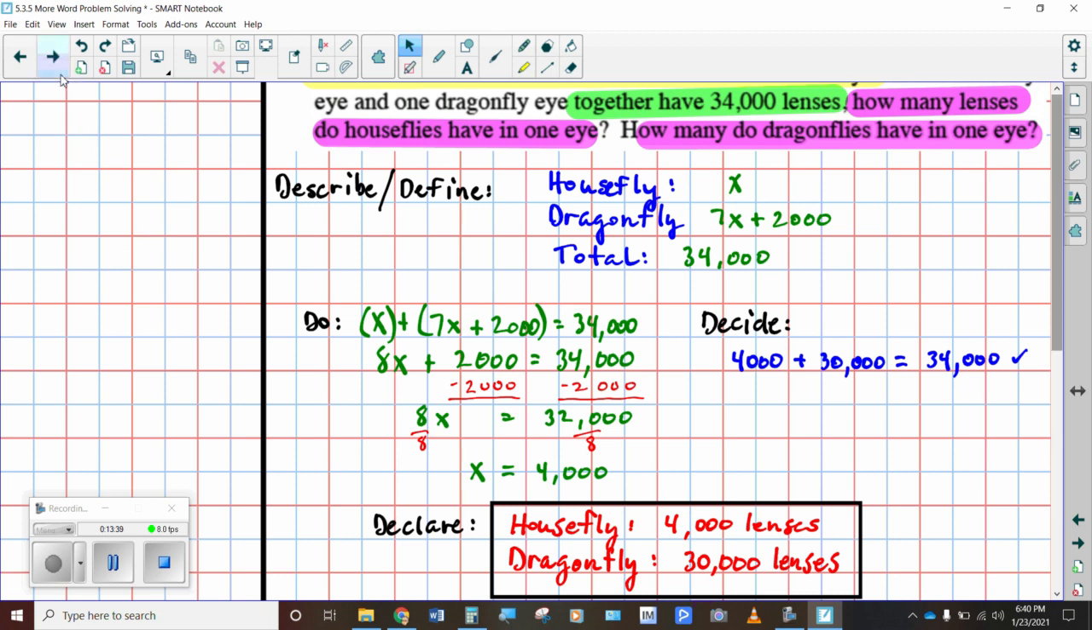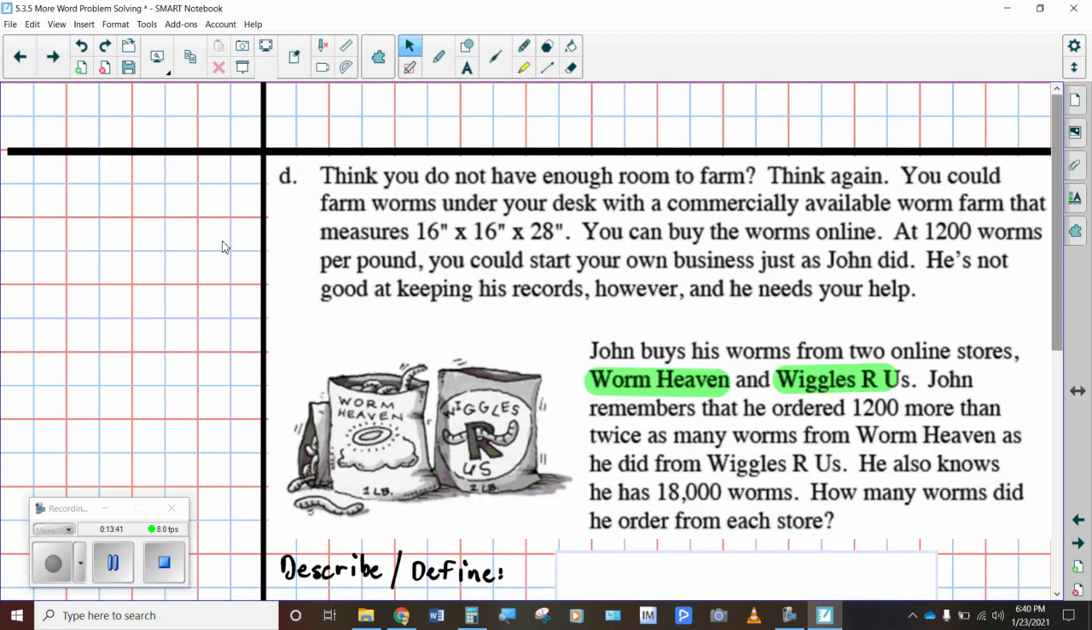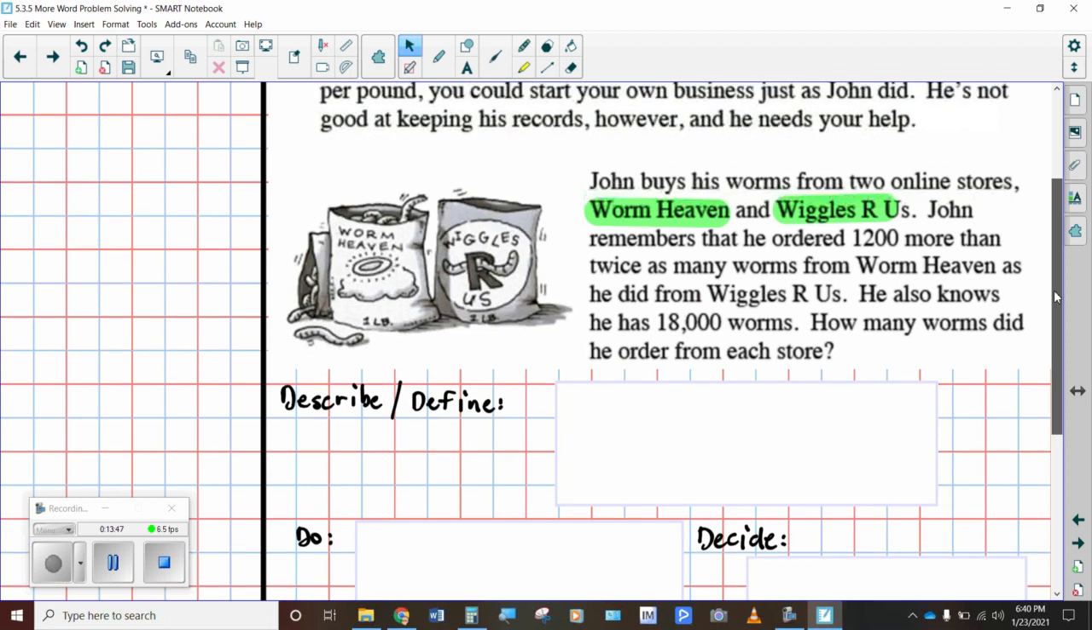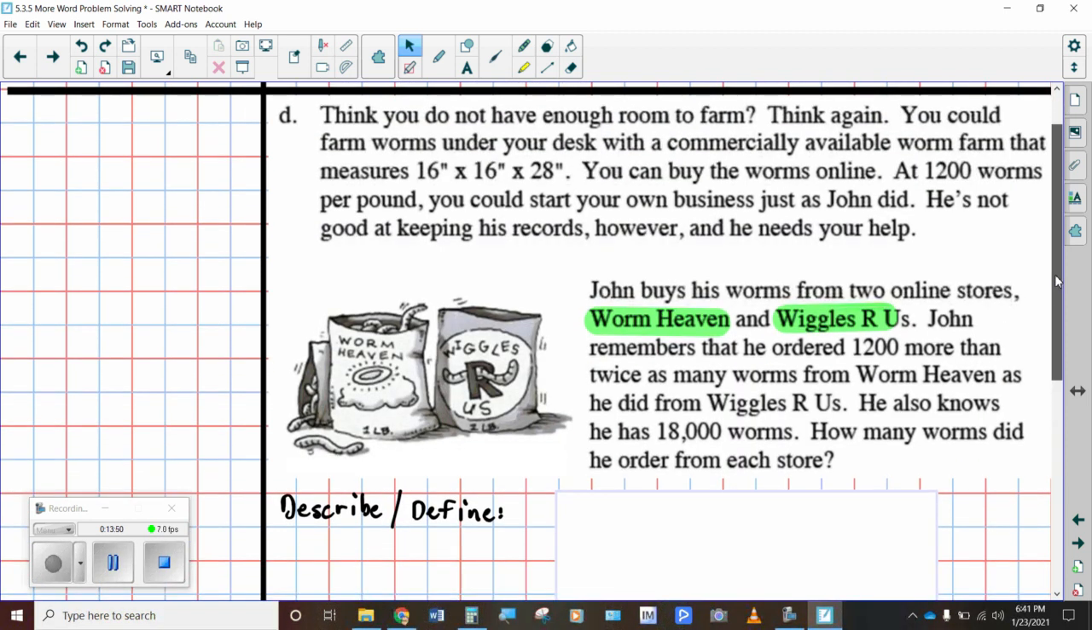Now for the last problem, and we will be done. The problem is about worms and buying worms from 2 different online stores. Okay, so read through the problem. Actually, do you want to read through that part? You can. It's just talking about something. So go through the process again.